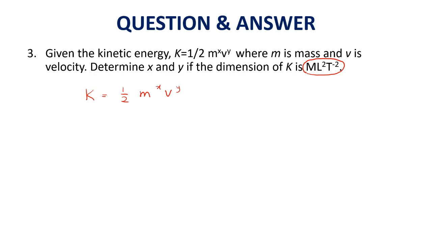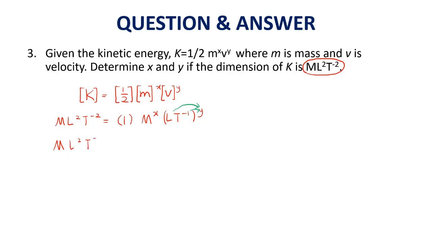What we have to do is we have to put everything in the square bracket. Why? Because this is physical quantity, so must be put in the square bracket. So what is the dimension of K? Dah given dalam soalan, which is ML kuasa 2 T negative 2. And then dimension of half is 1. Dimension of M is capital M to the power of X. And then dimension of V is LT negative 1 to the power of Y. So what we have to do now adalah kita darab kita punya power kita tadi ni, and then it becomes M L square T negative 2 equal to M to the power of X L Y T negative Y.